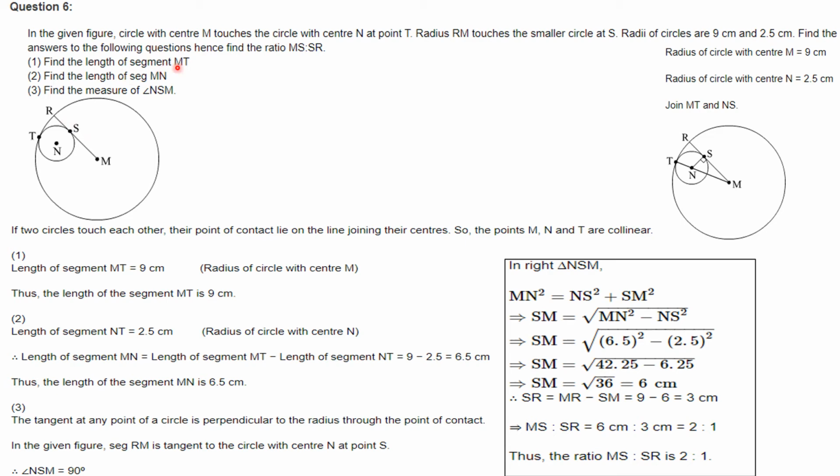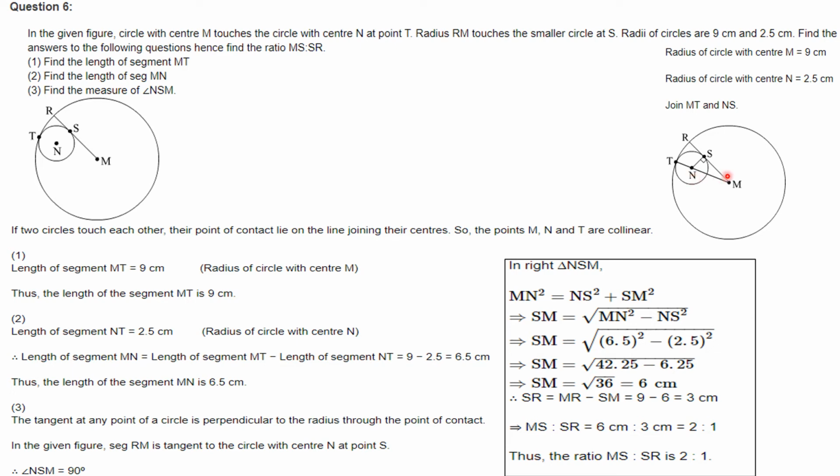Find the length of segment MT. Find the length of MN. Find measure of angle NSM. Now what is given to you? Radius of the circle with center M is 9. Radius of the circle with center N is 2.5.